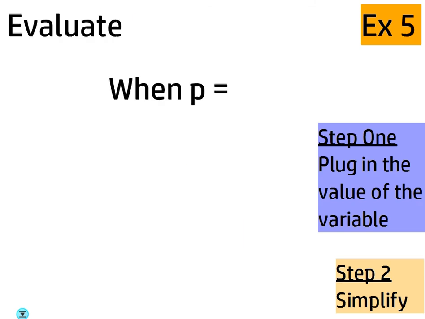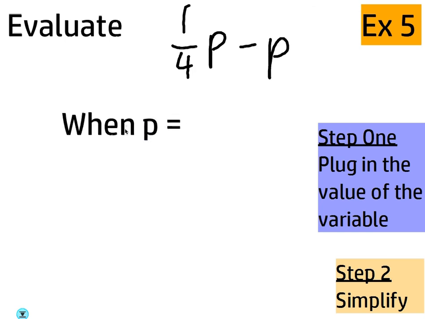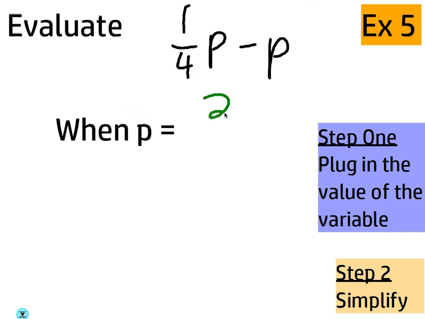Okay, one more. We're going to use the variable p. Don't ask me what that stands for. I don't know. Prime number. I don't know. All right, evaluate 1/4 p minus p when p is equal to 2/3. Again, this is a linear equation, even though it looks a little weird. You can actually simplify that before you plug it in, but you don't have to. We'll just follow the steps.